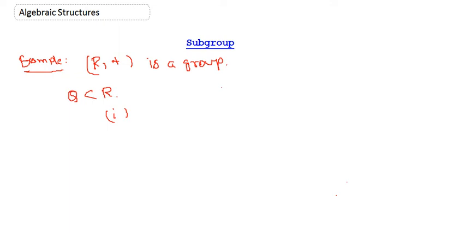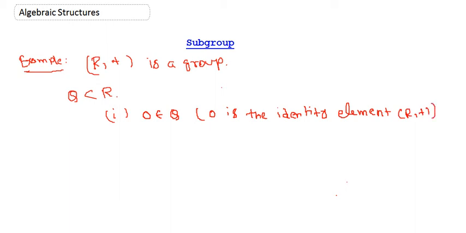We also know that 0 is a rational number. So 0 belongs to Q, and here 0 is the identity element of the group R with plus.